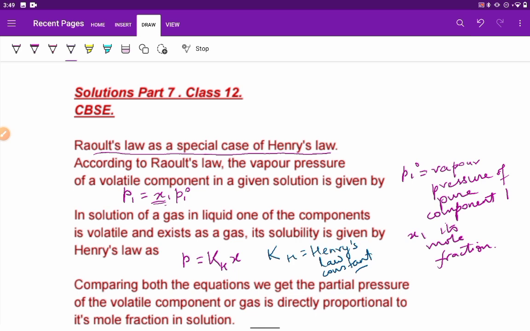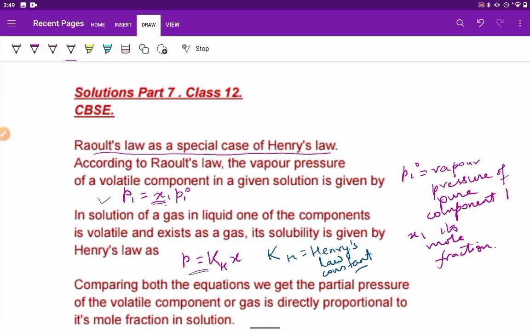Now, in a solution of a gas in liquid, one of the components is volatile and exists as a gas. Then its solubility is given by Henry's law. Now, in this case, the equation is P is equal to KH x. Here, KH is Henry's law constant.